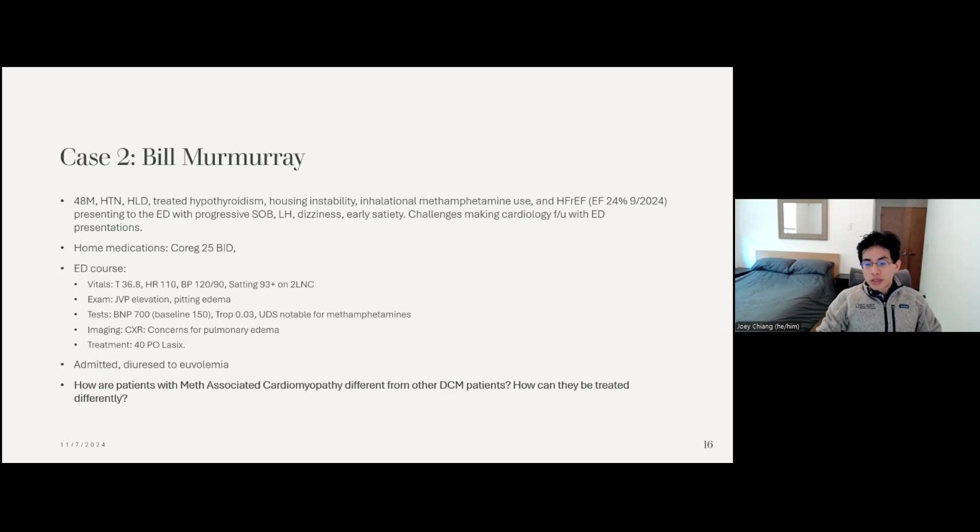So this patient is ultimately admitted to, let's say, the Harborview CCU and cardiology service and diuresed to euvolemia. And my question for you all is, how are patients with meth-associated cardiomyopathy different from other patients? And how can they be treated differently? This is a little bit of a rhetorical question. I can wait a little bit unless people have thoughts, and I can get into it.